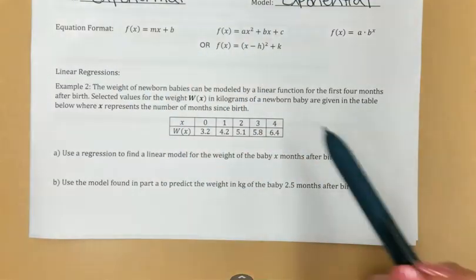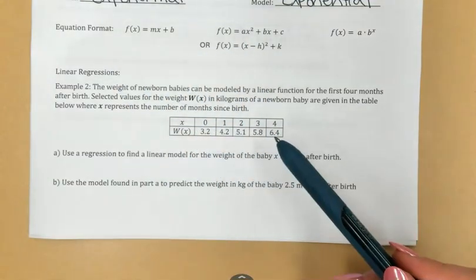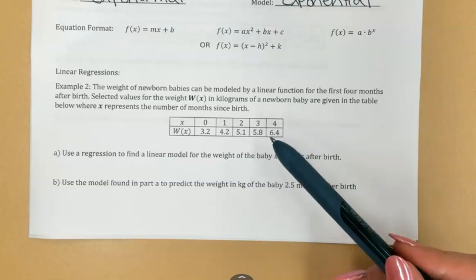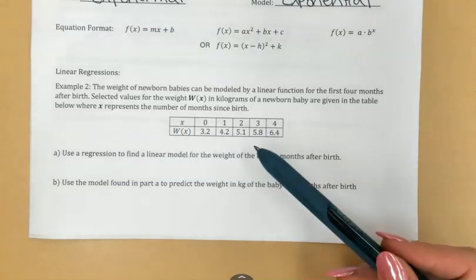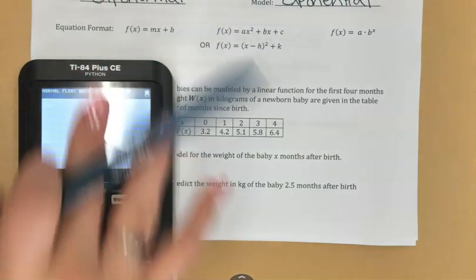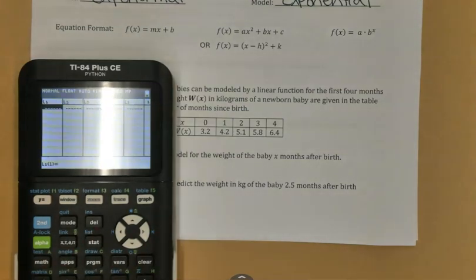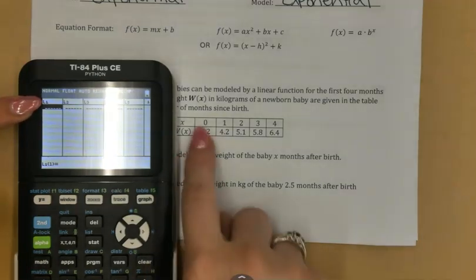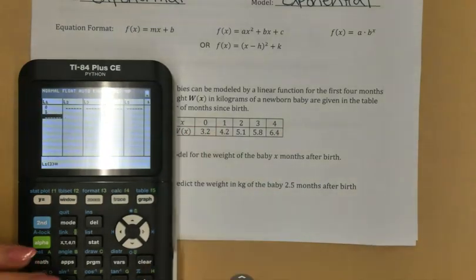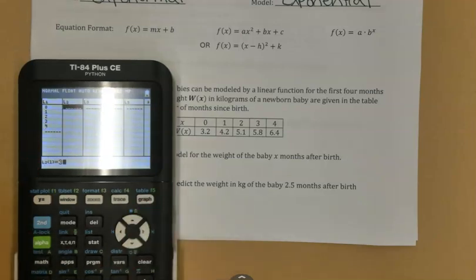Firstly, linear. So we are looking at the weight of newborn babies, where X is their age in months after birth, and W of X is their weight in kilograms. So what I'm going to do is put these values in a list. In my calculator, this stat button is the first thing I'm going to press, and then enter for edit. And in list 1, I'm going to put my 5 X values, then arrow over, and in list 2, I'm going to put my 5 Y values.